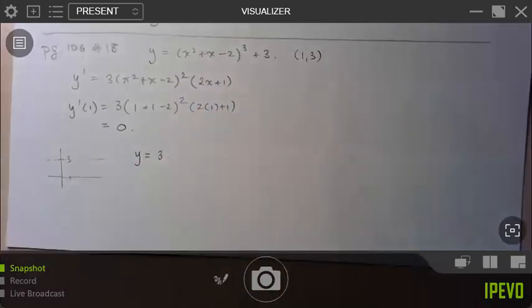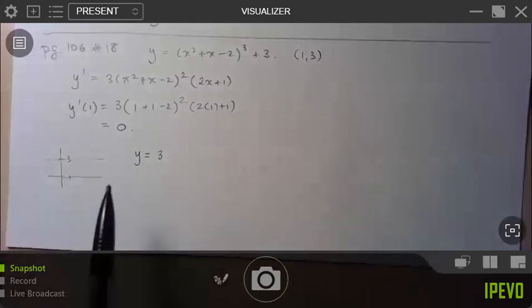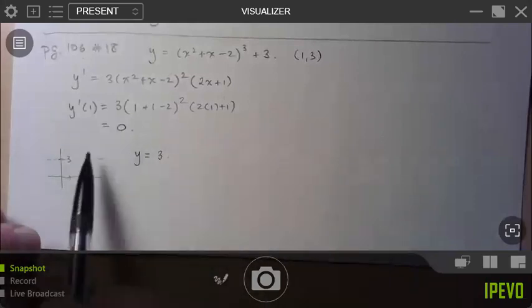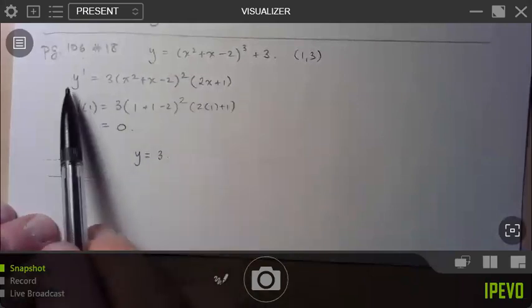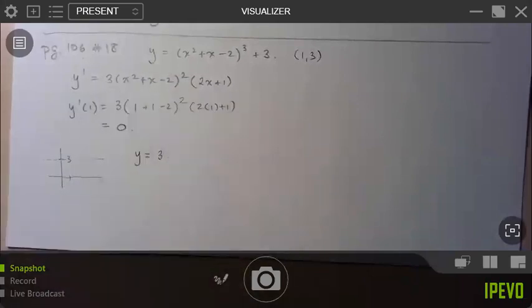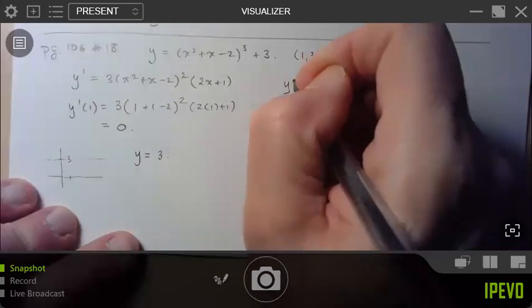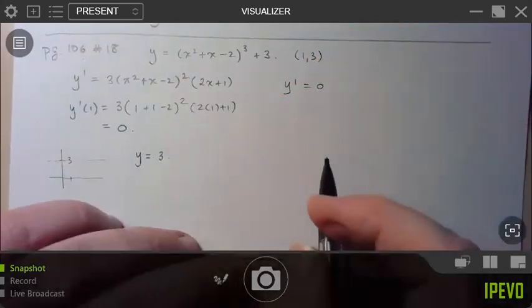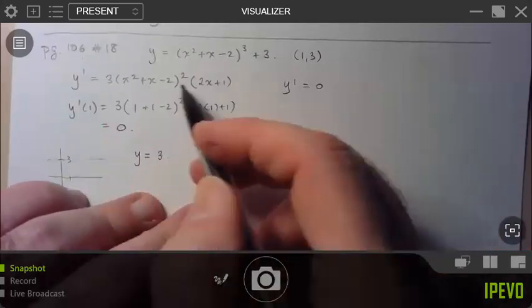So what we have to do is show that another point on this curve has the equation y equals 3 as its tangent. But remember, this tangent line has a slope of 0. So why don't we find the other points where the function has a slope of 0? Obviously, one of them is at 1. Let's find the other points where the derivative is equal to 0. Because we know, obviously, in order to have this tangent, it's also going to have a slope of 0. So let's work with this here.